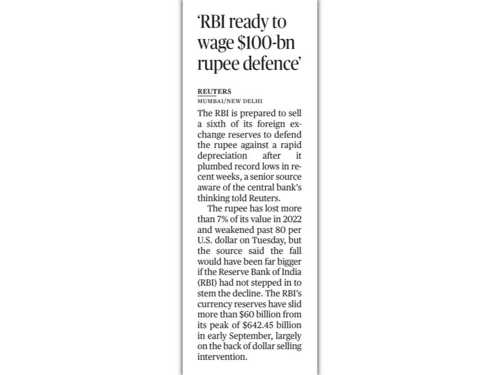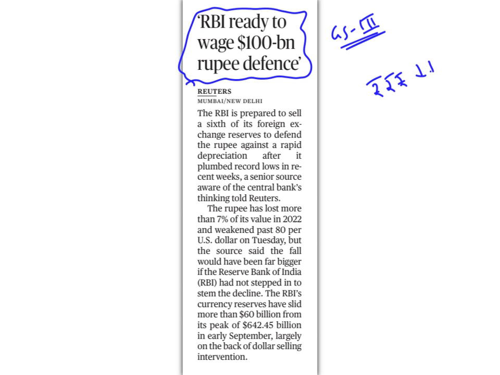In the next important article, again from the business page, again from GS3, is RBI ready to raise $100 billion rupee defense. So what is happening in the country today? In the country today, rupee is falling. Why? Because dollar is rising. Since the value of dollar is rising, rupee obviously is falling, which means in India, imports are more than exports. Very, very important. In India, the cost of imports far exceeds the cost of exports.